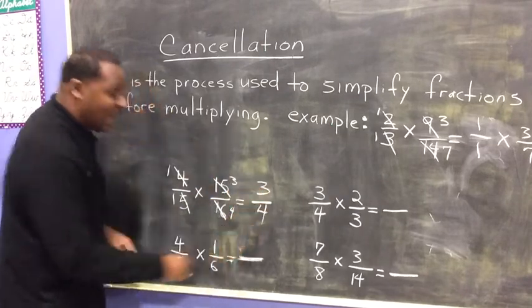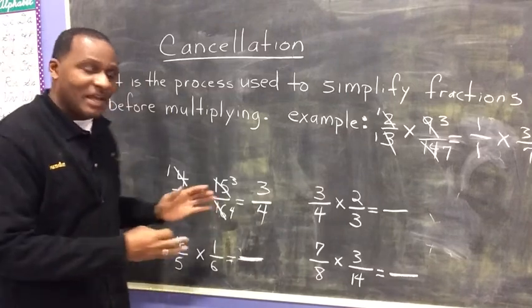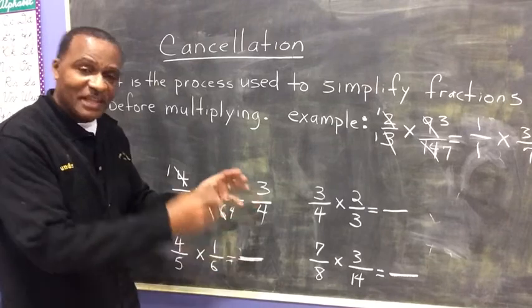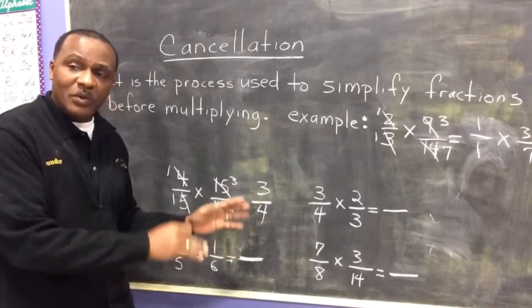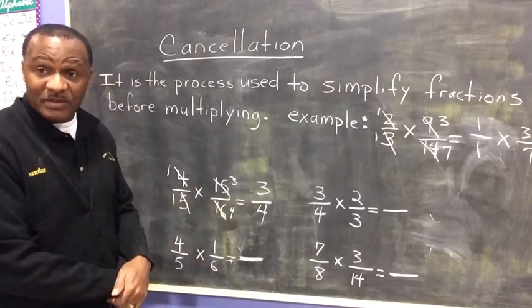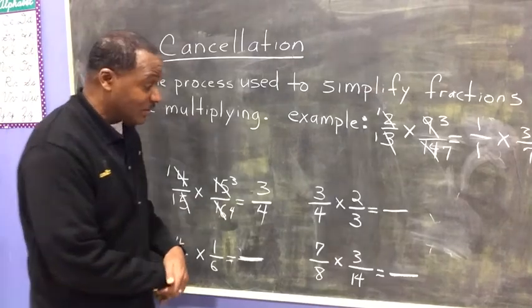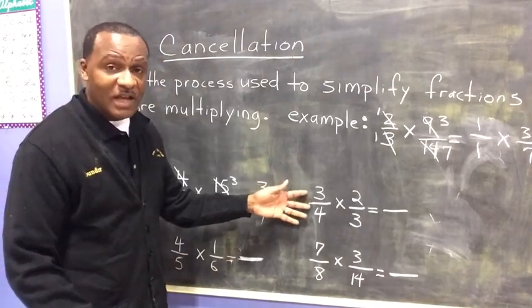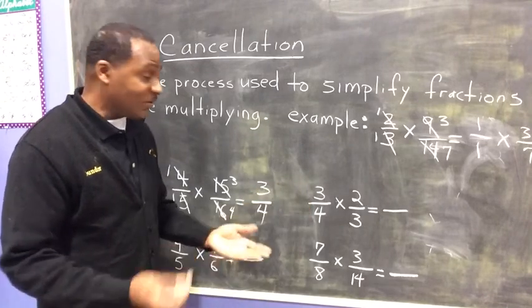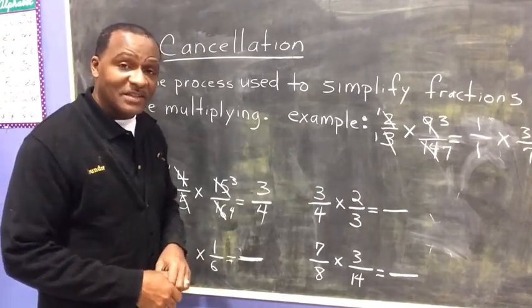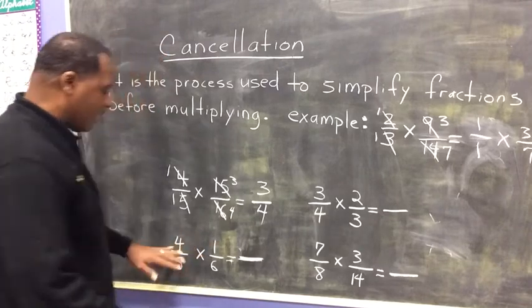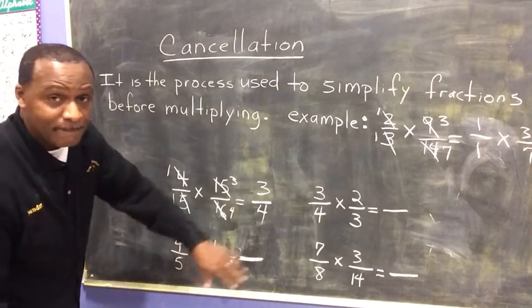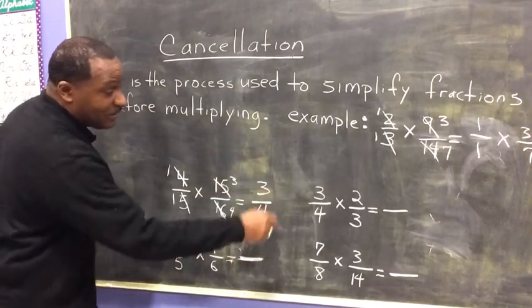Correct. You see how easy that made it? Cancellation made that a lot easier than actually multiplying straight across and then having to reduce it later. We reduce it first, and then we're left with the answer. I want you to go over these answers and do these on your own. I'm going to turn the camera off. I'll just leave you these two. Write these two down, and then these I'm going to do.